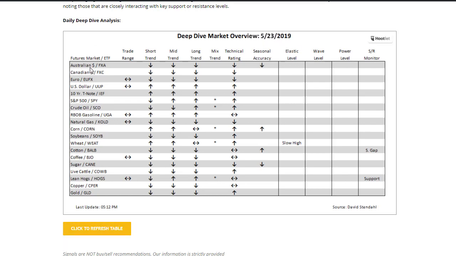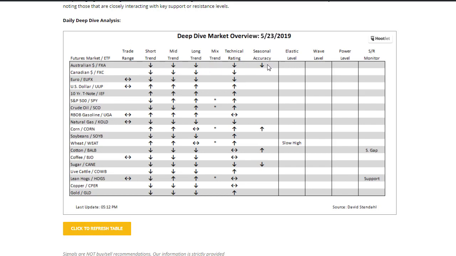Thought I'd take a look at the Australian dollar, the ETF being FXA. Now, we've got the trends all pointed to the downside: short, intermediate, and long term. We've got the technical rating pointed to the downside, and the seasonal tendencies are at the tail end, but they're also pointed to the downside. And yet, our systems are actually long the market on a short-term basis, and I'll show you why.